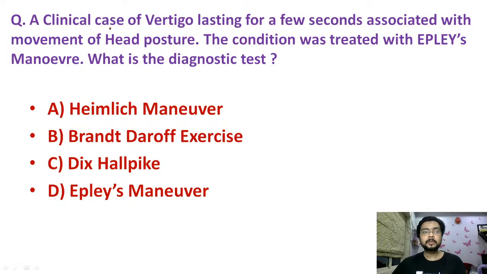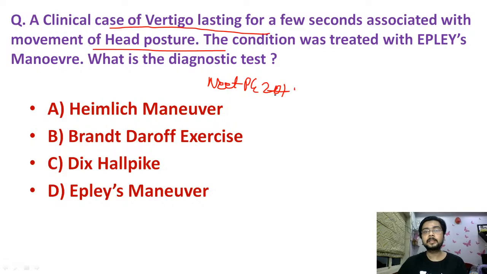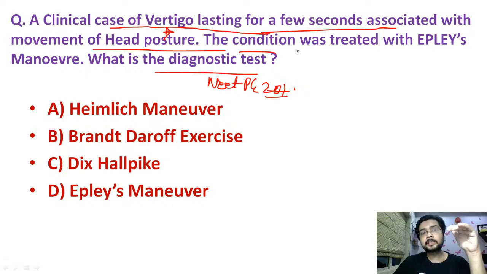Now, moving straight to another question related to vertigo that I was talking about, which was a repeat of a topic from NEET PG 2019 that we had discussed. In this question, they are describing a clinical case of vertigo lasting a few seconds, associated with head posture. The condition was treated with Epley's. What is the diagnostic test? In the previous question they had given a picture of Epley's and asked you to identify the maneuver. Here they are saying the patient is treated with Epley's. What is the diagnostic test?